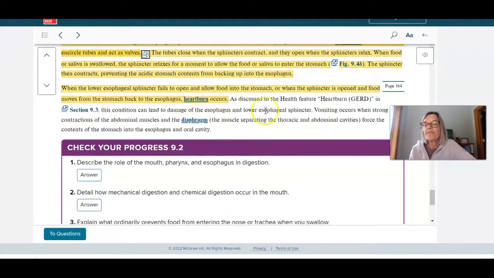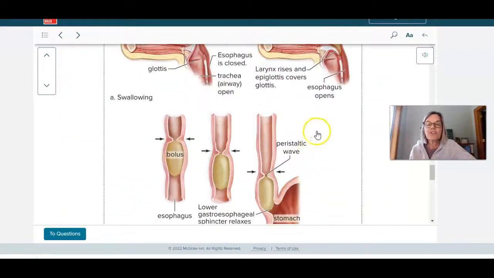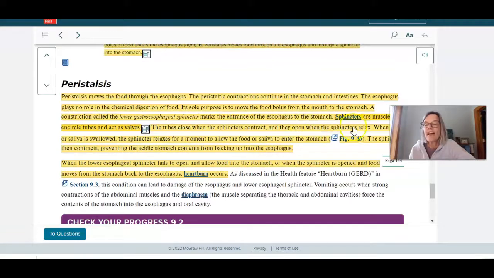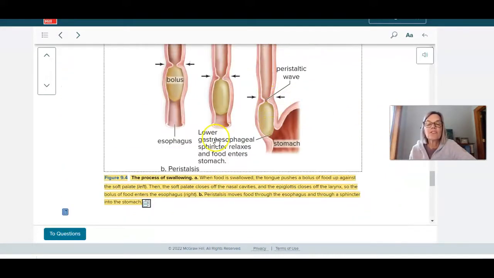Something that can happen if you have a problem with a particular sphincter is heartburn. If this lower gastroesophageal sphincter doesn't work very well, food from the stomach can go backwards into the esophagus. And in the first video, I mentioned that the acid in the stomach is neutralized before it's released into the intestines. But if it goes from the stomach to the esophagus, it's still highly acidic. And so this sphincter is really important.